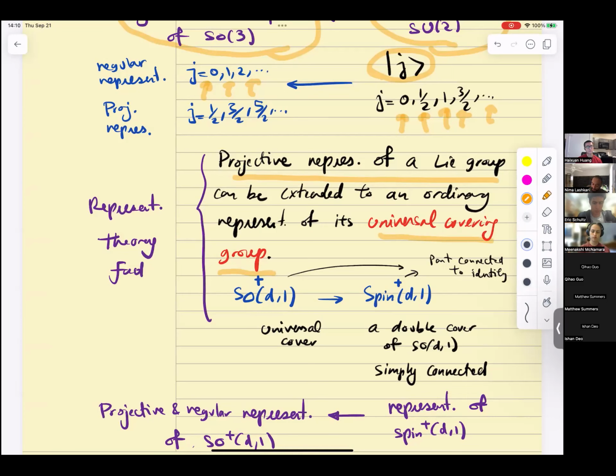The point is that you're dealing with SO(D,1)+, the restricted Lorentz group. The universal cover of it is called Spin+(D,1). This is a connected and simply connected manifold. It's a double cover over SO+(D,1).